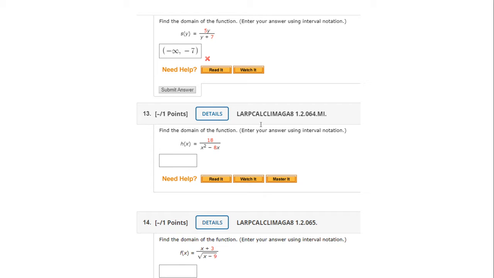Starting with the first example, we have s of y equals 5y over y plus 7, and we want to find the domain of the function. So the only issue with this function is having the denominator equal to 0. So if we set y plus 7 equal to 0, we get y is equal to negative 7. So the domain should be everything except negative 7.